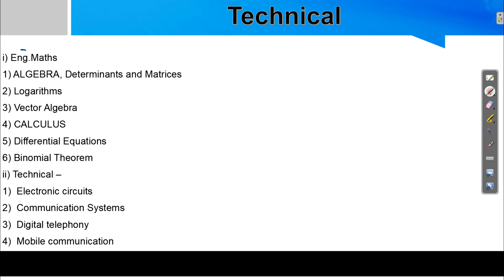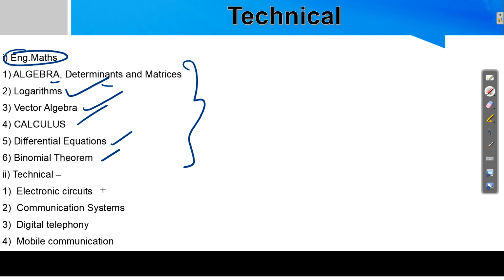So first in technical we have engineering mathematics. What you need to study here: algebra, determinants and matrices, then logarithm, vector algebra, calculus, differential equations and binomial theorem. Okay, these are the 6 topics you need to study for your technical engineering mathematics part.